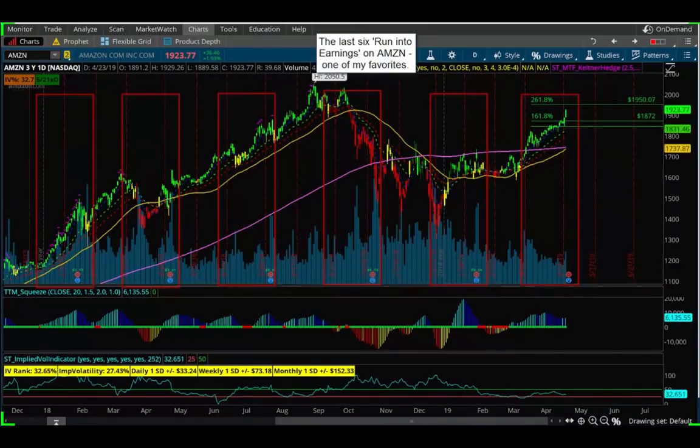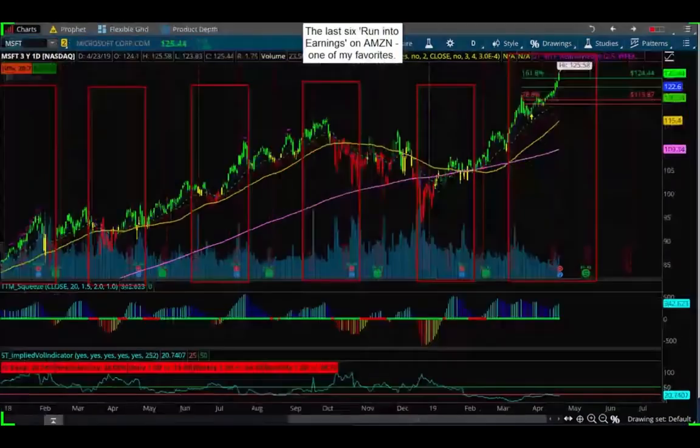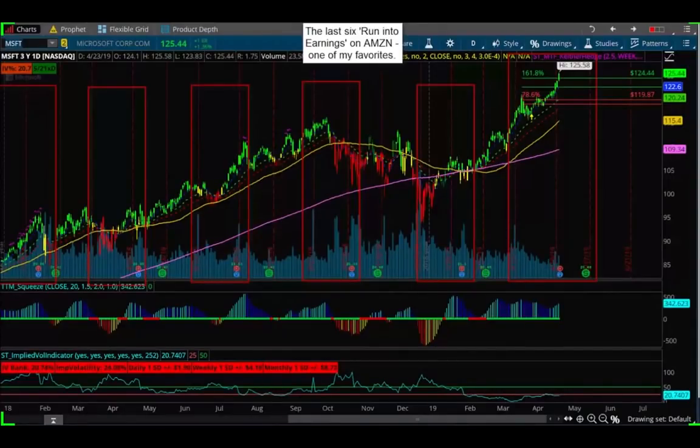Amazon, one of our favorites. The next one is Microsoft, also one of our favorites. See right here, you've got an earnings report, higher, earnings report, higher. But as you can see, like what Ophir was saying, you have to know how to time it right and how to use the tool properly. That is something he is going to get into a little bit more.